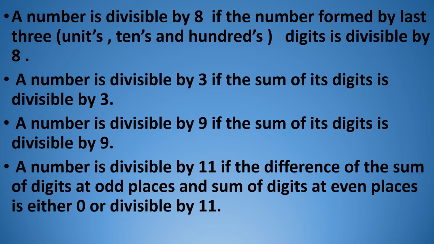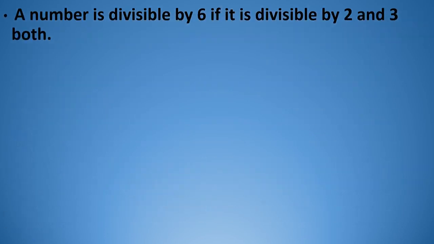Next, a number is divisible by 6 if it is divisible by 2 and 3 both. If a number is divisible by 2 and 3 both, then it is divisible by 6. If it is divisible by 2 but not by 3, then it is not divisible by 6. Or if it is divisible by 3 but not by 2, then it is not divisible by 6. So for 6, it must be divisible by 2 and 3 both.